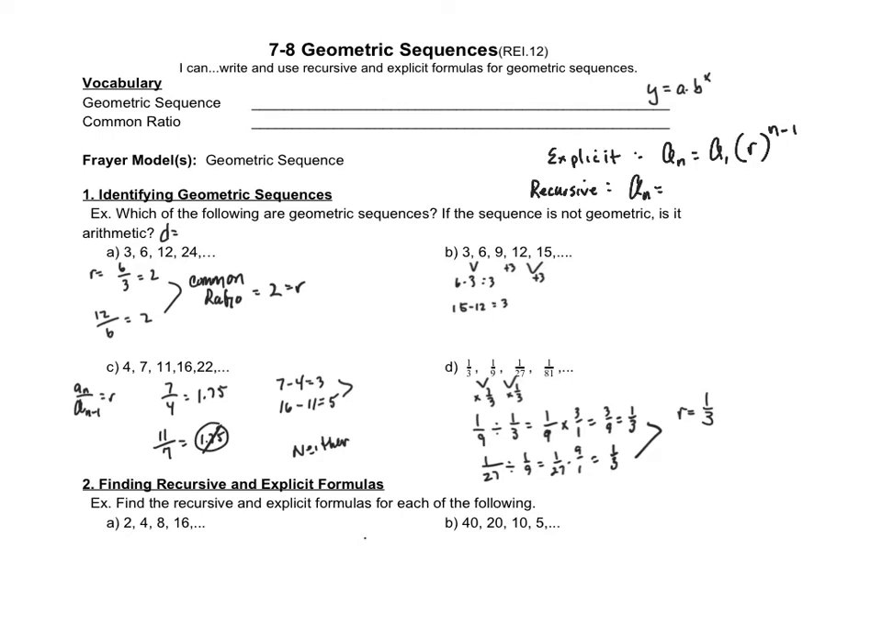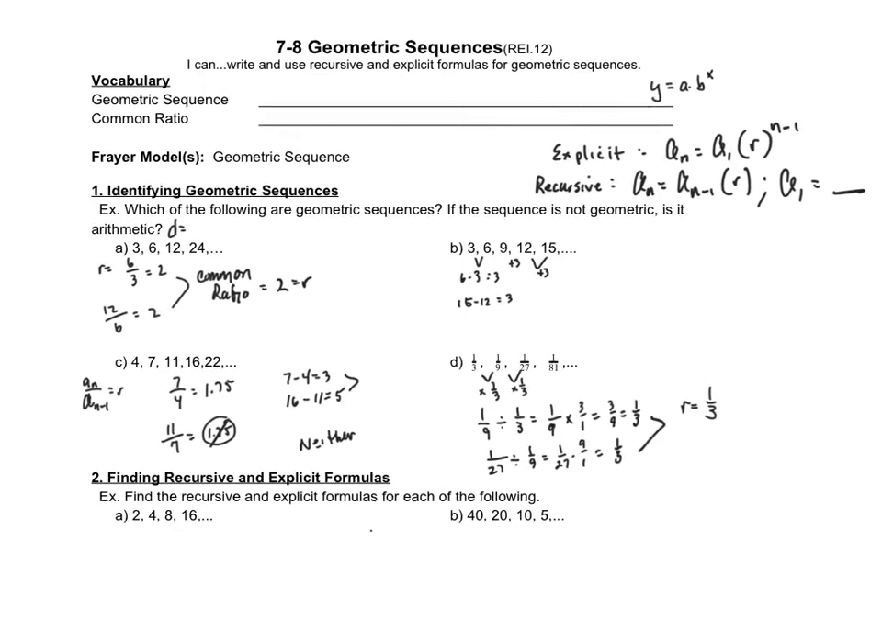So an is going to be a n minus 1, so the number before n, times, goodness, that was completely wrong, times r, and that is how I find the sequence number in a recursive formula. But we also have to identify that a1 is going to be some value, because you have to know where your sequence starts.